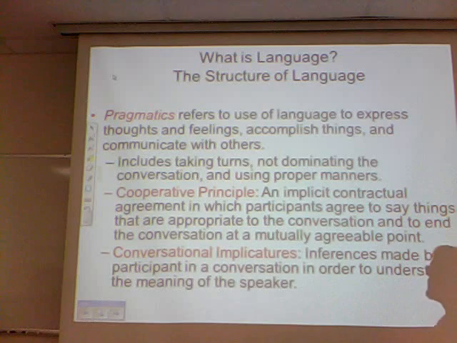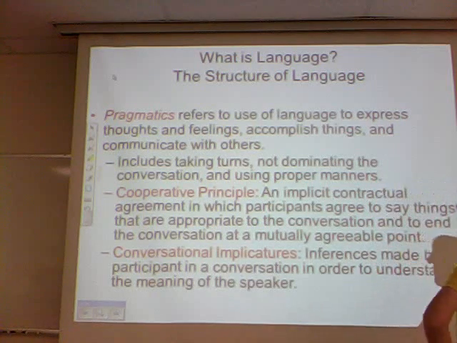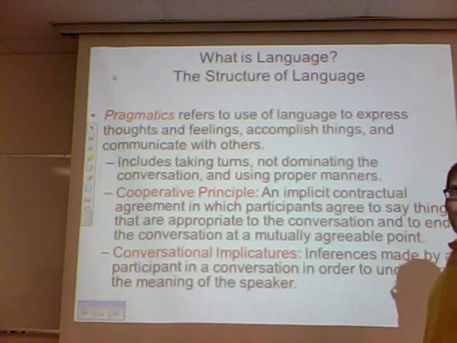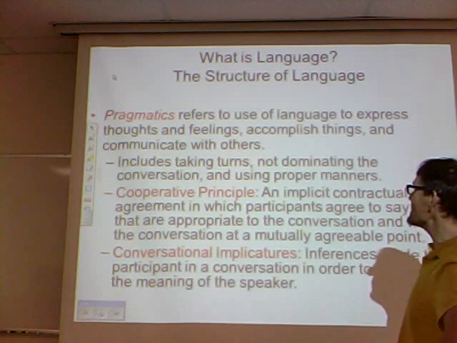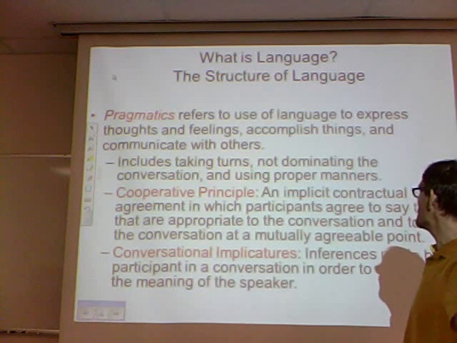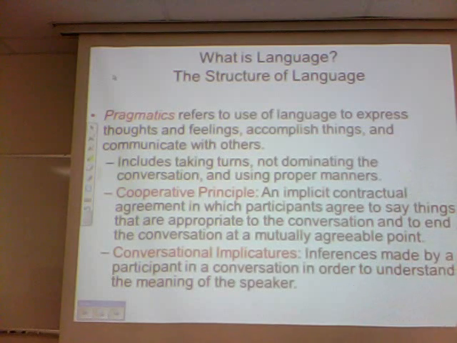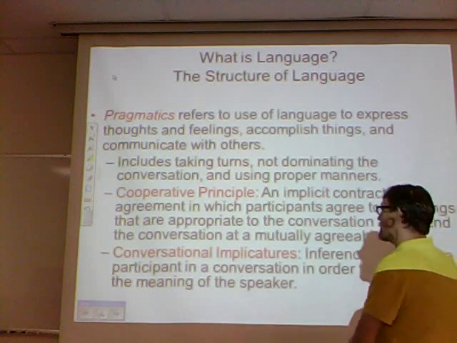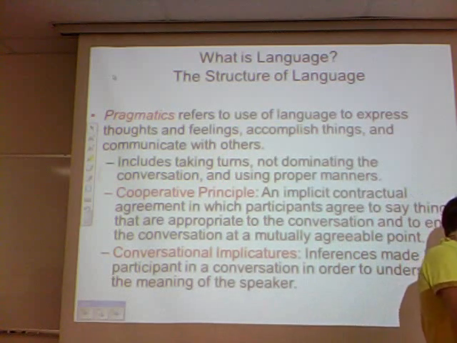One of the more formalized rules of pragmatics would involve the cooperative principle, an implicit contractual agreement. I love this. Contractual agreement, in which participants agree to say things that are appropriate to the conversation and to end the conversation at a mutually agreeable point. Lovely. Or conversational implicatures. I love this. Inferences made by a participant in a conversation in order to understand what's going on.